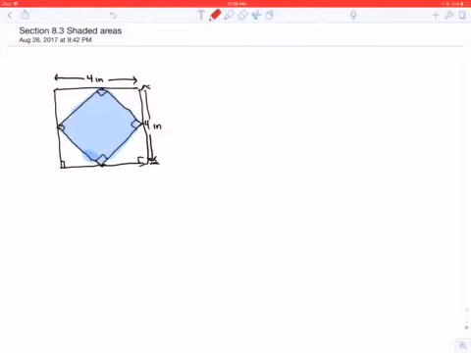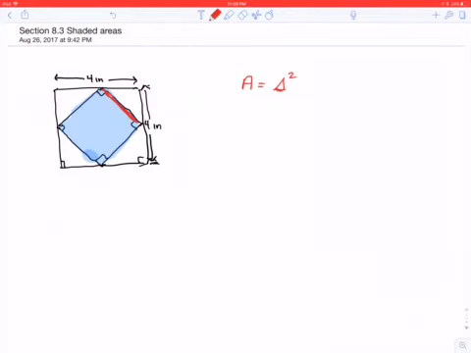I want to find the area of the shaded region in this figure. I notice that the shaded region is in the shape of a square. So all you have to do is find the area of that square. The formula is the length of a side squared. The problem is I don't know the length of the side of the shaded square.